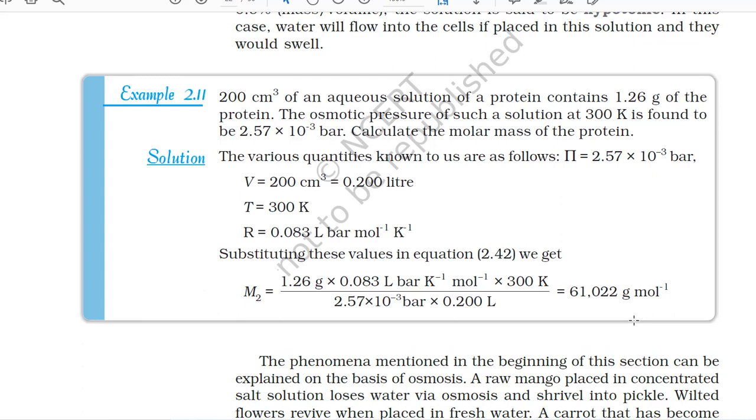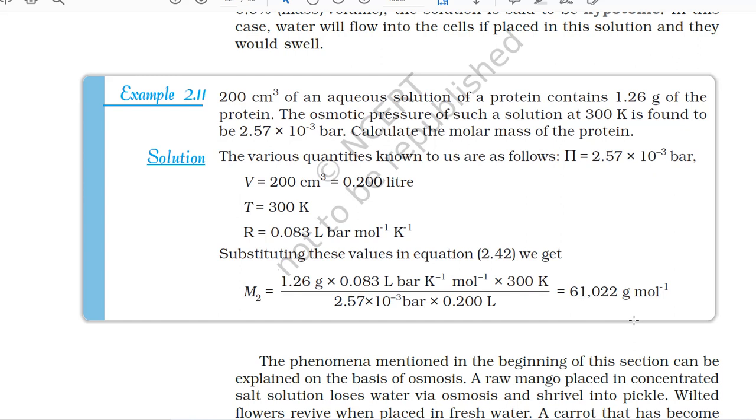Example 2.11. 200 cubic centimeter of an aqueous solution of a protein contains 1.26 gram of the protein. The osmotic pressure of such a solution at 300 Kelvin is found to be 2.57 into 10 to the power minus 3 bar. Calculate the molar mass of the protein.